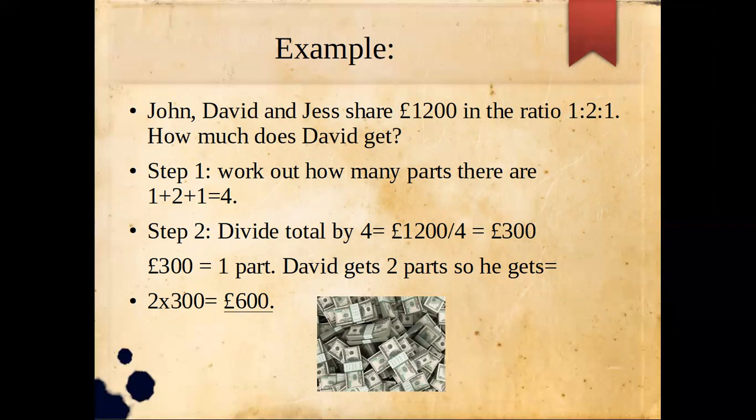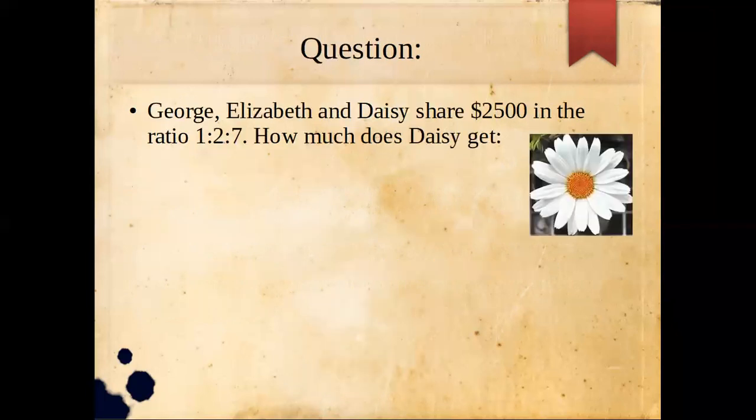If any of this doesn't make any sense, please put a question in the comments and I'll answer as soon as I can. Here's a question for you to try. George, Elizabeth, and Daisy share £2,500 in the ratio 1 to 2 to 7. How much does Daisy get? Pause the video and I'll go through the answer in a minute.